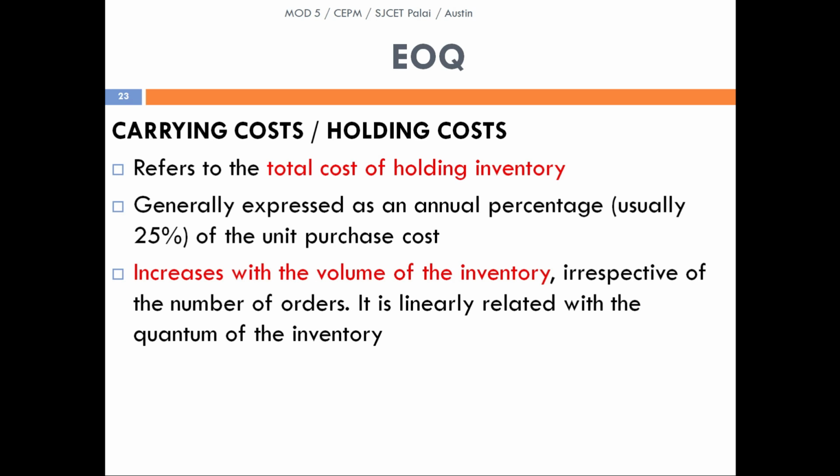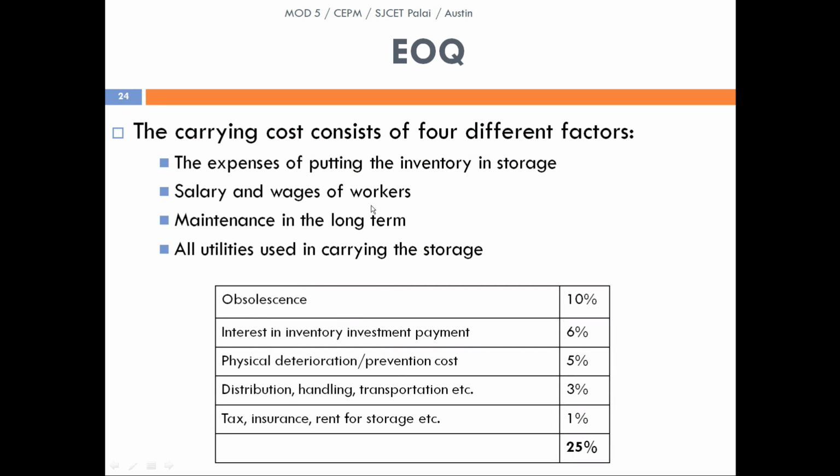As we know, when the volume of inventory, the volume of the material to be stocked, increases, the carrying cost or the holding cost also increases. So this increases linearly with the quantity, and it is linearly related with the quantum of the inventory. Like we have seen for the ordering cost, there are different costs that come under the carrying cost, which is around 25% of the unit purchase cost.